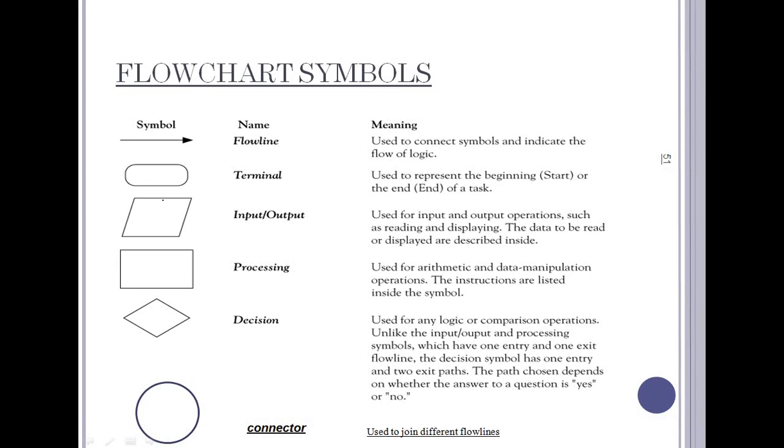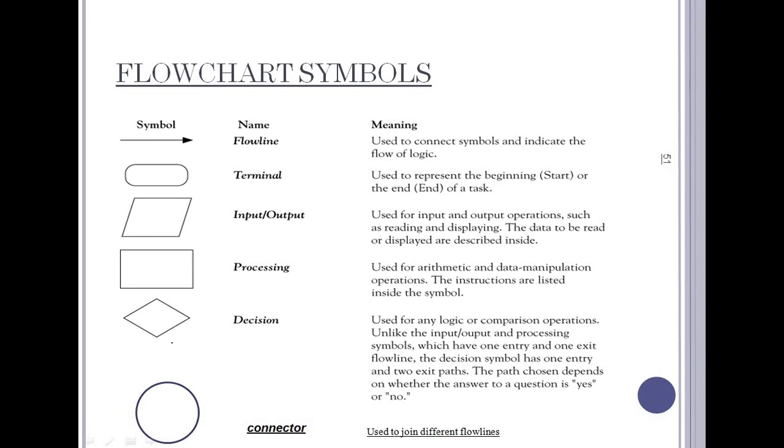Whenever we want to do some input and output operation, for reading and displaying, we have to describe that data in this particular symbol, the rhombus symbol. We use the rectangle whenever we are doing some kind of arithmetic or data manipulation operation. That particular statement or the pseudocode we have to write inside this rectangle symbol, that is processing.